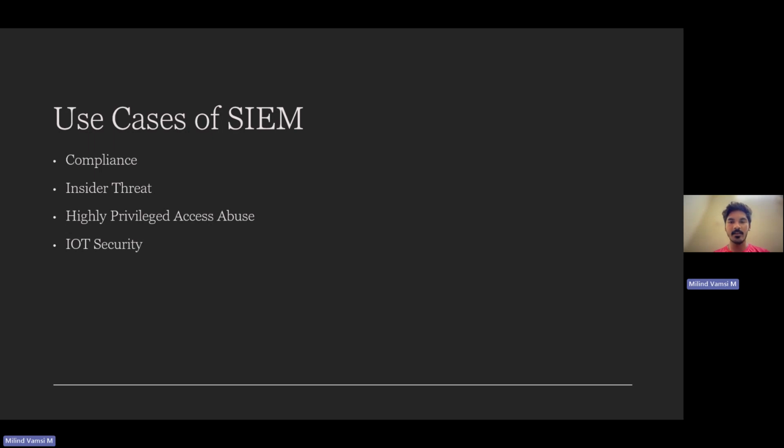This can be avoided using SIEM software, an essential part of business cybersecurity, as it can mitigate IoT threats such as DoS attacks and flag at-risk and compromised devices. So these are some of the real-time use cases of SIEM.